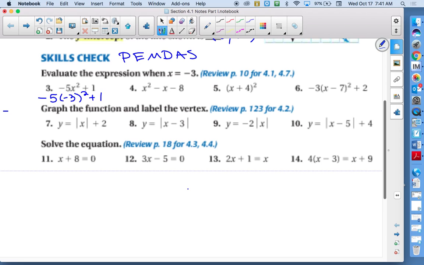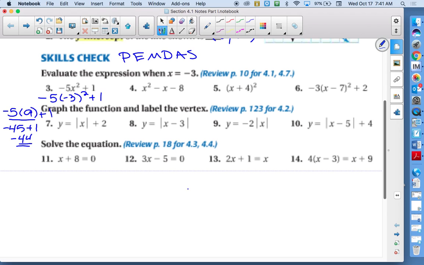So we would take -5 times 9 and then plus 1. So PEMDAS, the exponent goes after the parentheses if there's nothing inside of them. And then you do multiplication. So we would multiply, you get -45, finally add 1, and then you end up with -44. So for number 4, you should have found that that solution was a +4.